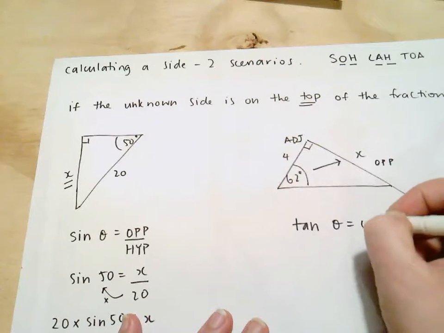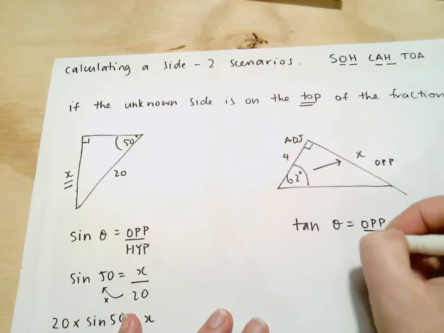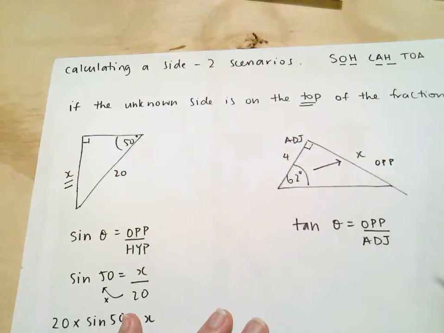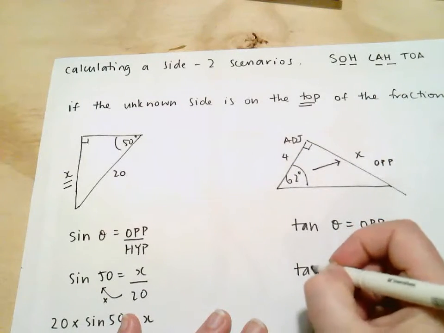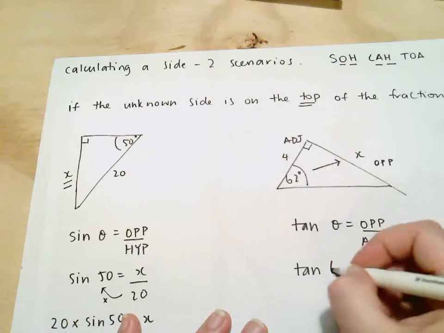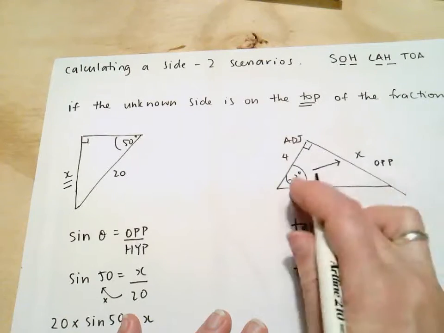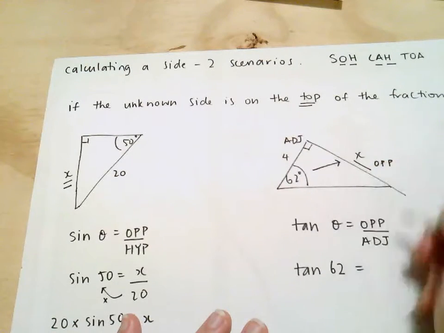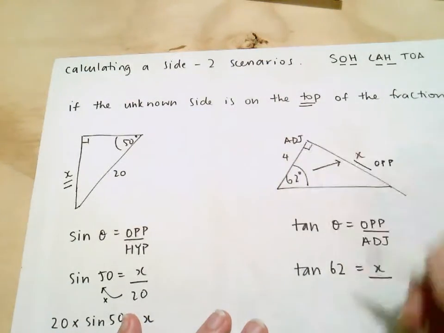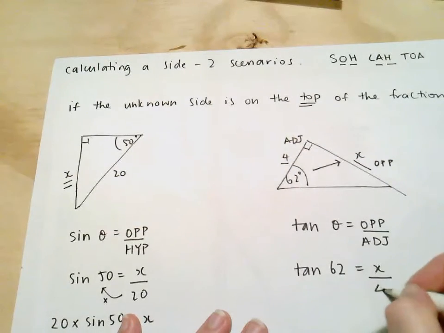So I write out tan of theta equals opposite over adjacent. Substitute in what I know. I know that theta is equal to 62. I know that the opposite side in this case is my unknown. I know that the adjacent side is 4.